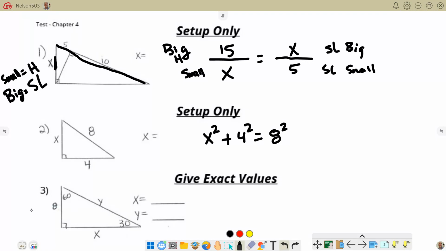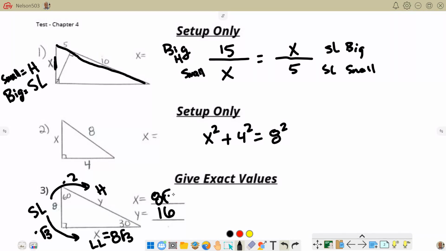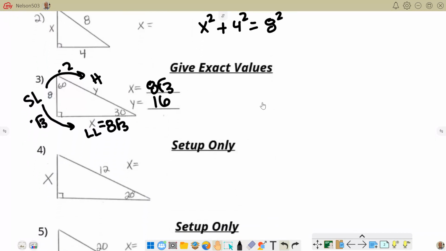You just have to identify this is the short leg, this is the long leg, this is the hypotenuse in a 30, 60, 90 triangle. So to get from the short leg to the hypotenuse, you multiply by 2. So I'm going to put times 2. So this is 16 for the y value. To get from the short leg to the long leg, we multiply by the square root of 3. So this is going to be 8 square root of 3 right down here. So 8 square root of 3, and you're moving on. That's all I wanted you to do right there.